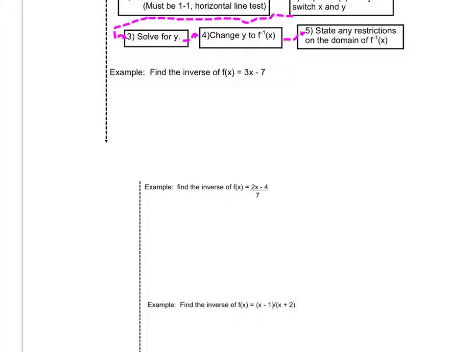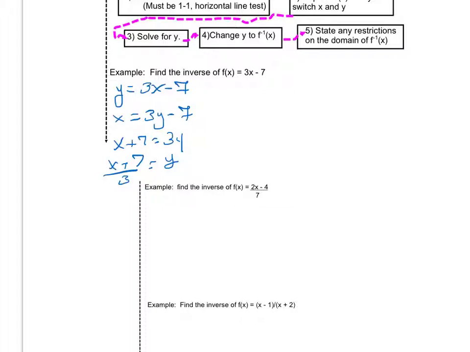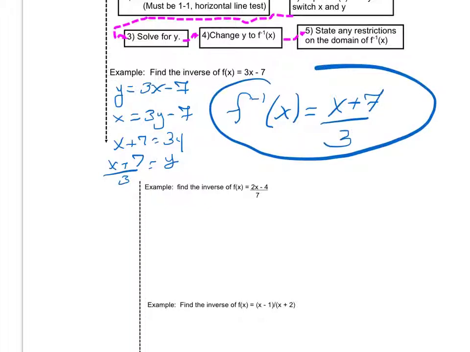On the first one, I want to find the inverse of f of x equals 3x minus 7. So the first thing I'm going to do is say that's the same thing as having y equals 3x minus 7, and then switch x and y around. So if I rewrite this as x equals 3y minus 7, and then solve this for y, I would have to add 7, and then divide by 3. And now that y is by itself, that's going to be my inverse function. This right here is my inverse function, so I need to label it with what it is. So I can say f inverse of x is equal to (x plus 7) over 3. And there's my inverse function for the first example.